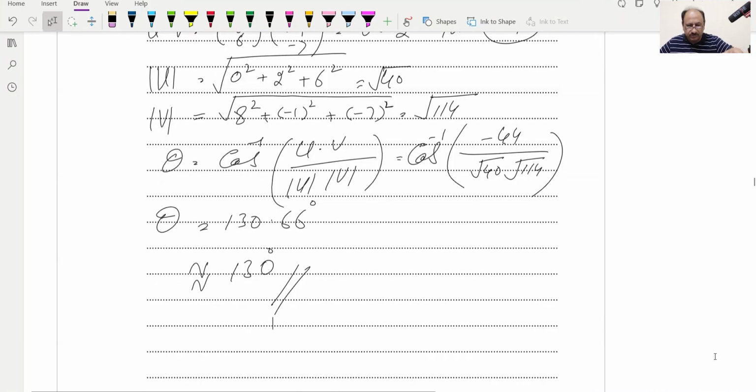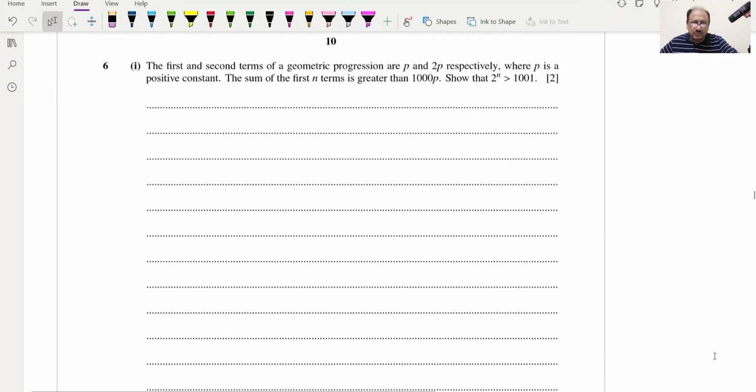Hopefully you understood this. Now we can move to the next question, question number 6. Question 6 part 1: the first and second terms of a geometric progression are p and 2p respectively, where p is a positive constant. The sum of the first n terms is greater than 1000p. Show that this is the relation which we need to prove. So this is a geometric progression, and the first term is p, the second term is 2p.